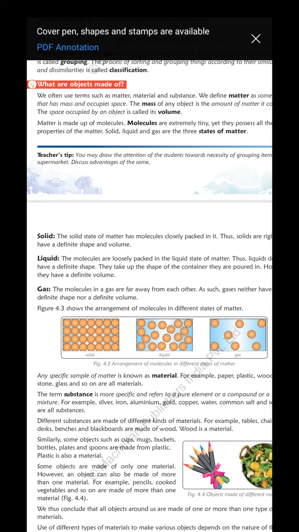Kilograms and grams are the units we use for mass. And for volume we use cubic meter and cubic centimeter. In that manner we calculate volume. The space occupied by certain matter is called the volume of that matter.